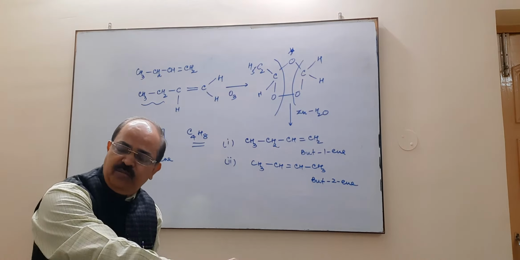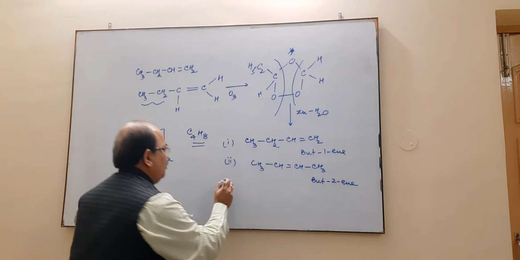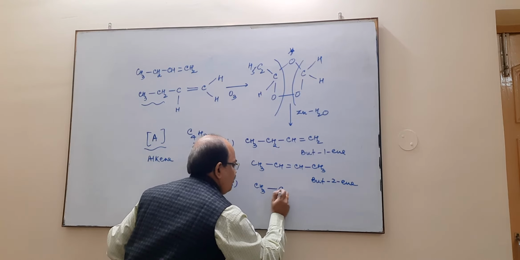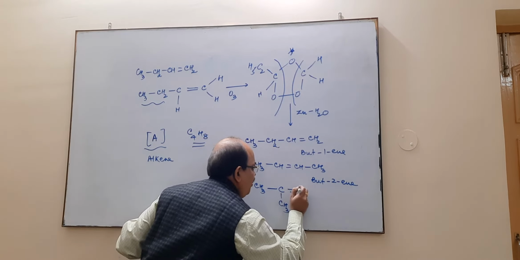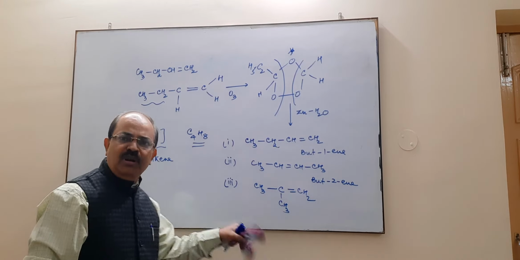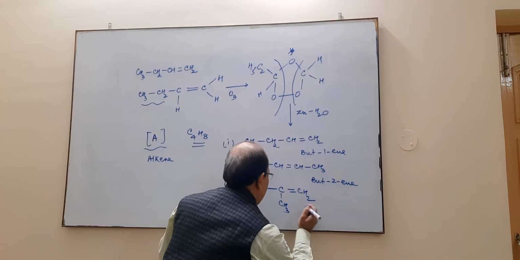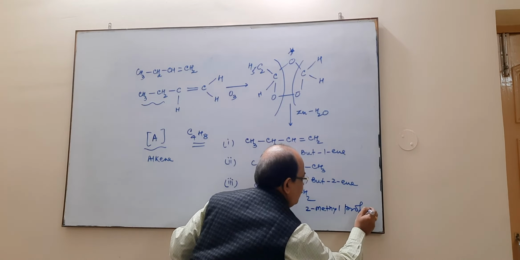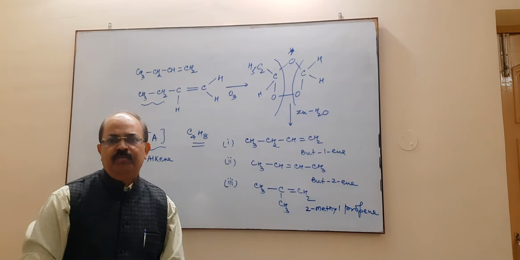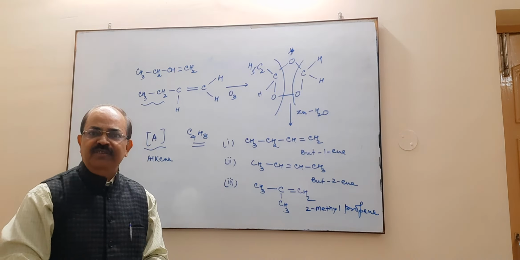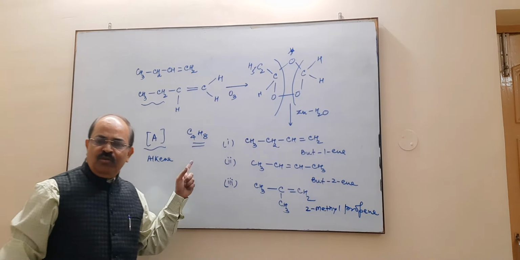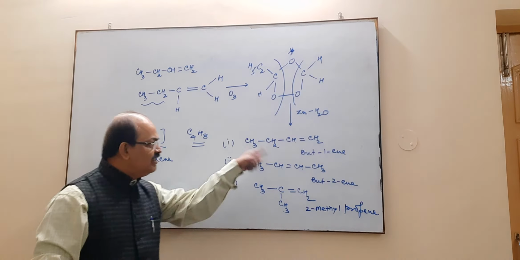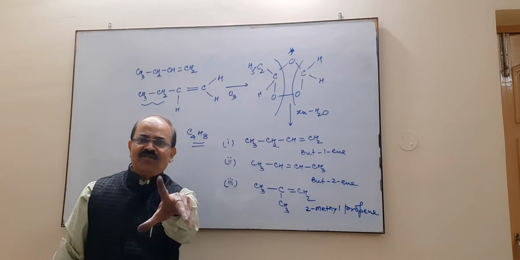There is a third possibility, isobutene, (CH3)2C=CH2. Its IUPAC name is 2-methylpropene. Now the question is, if A is an alkene which has the molecular formula C4H8, it means there are 3 different possible structures.